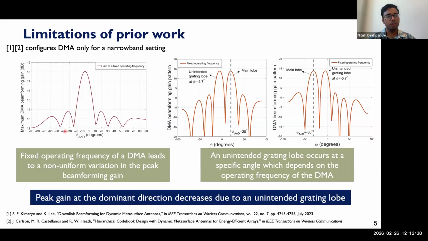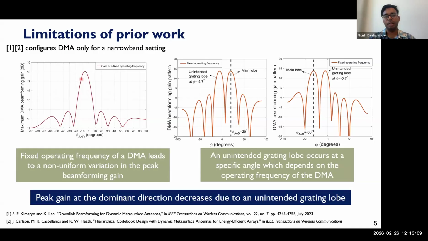Consider this plot where I show the maximum DMA beamforming gain as a function of the azimuth angle. This plot is for a fixed frequency, that is, when the DMA is optimized for a fixed operating frequency. Unlike a phased array where we get uniform gain for the maximum peak across all the angles, here we see that the peak occurs only at a particular angle.